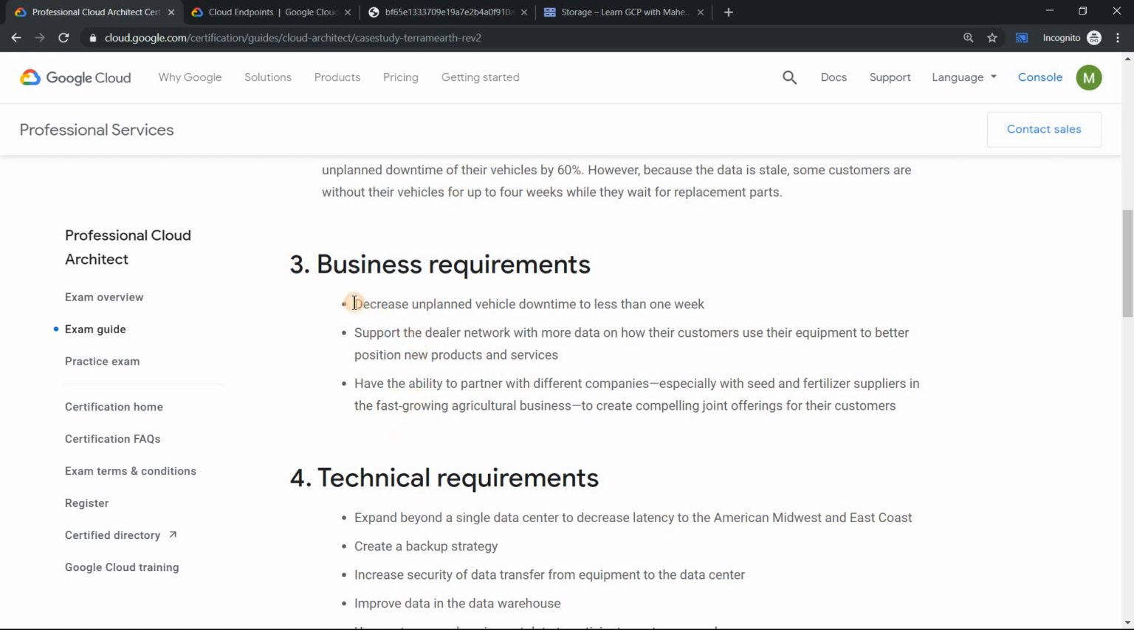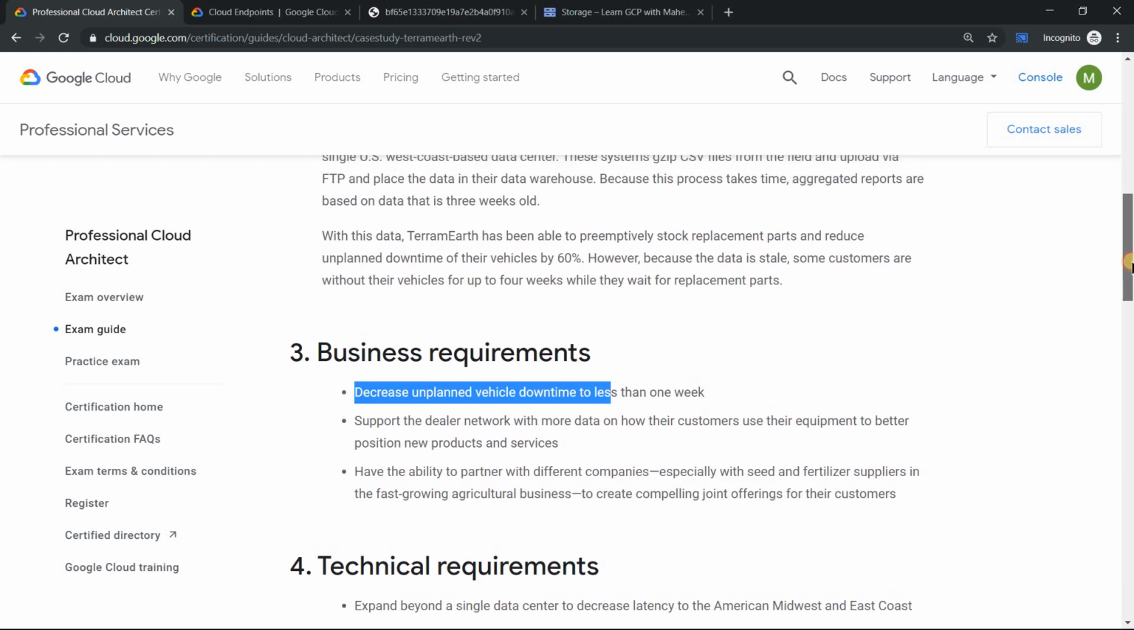The first requirement under business requirements is to decrease unplanned vehicle downtime to less than 1 week. Currently, if the vehicles do not have the spare parts, they may not be replaced for almost 4 weeks. This has to be reduced to 1 week, so that is the main important thing. Based on our previous video, if we use BigQuery as the data warehouse, there's a high chance they can get up-to-date information and query the data faster. There's a high chance they can reduce this downtime. So BigQuery could be a possible data warehouse for this part.